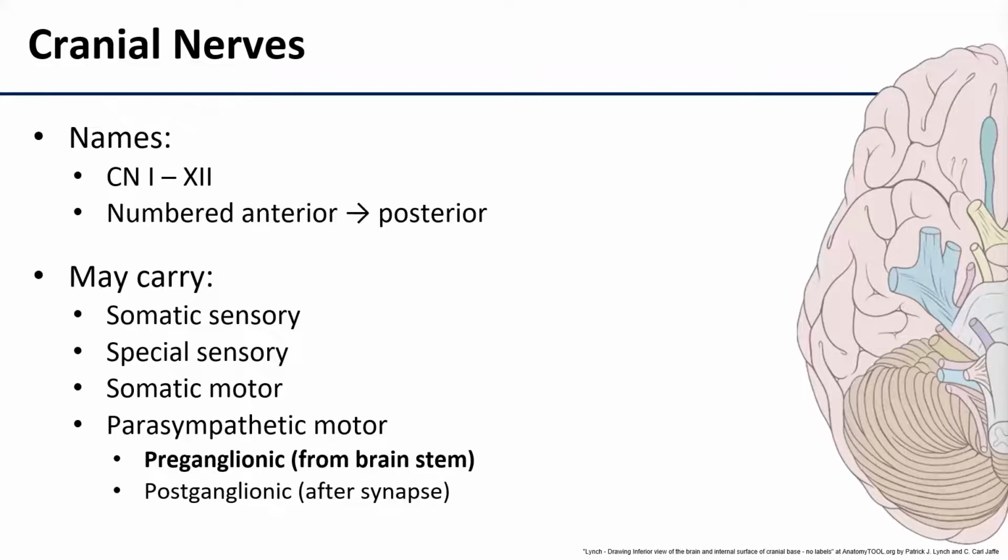All right, with that in mind, let's start off with a few general facts about cranial nerves. Each cranial nerve has both a name and a number. They're numbered in the order that they come off the brain and brainstem from anterior to posterior. So way over here is cranial nerve number 1, 2, 3, 4, and we can follow these all the way back to number 12 at the back.